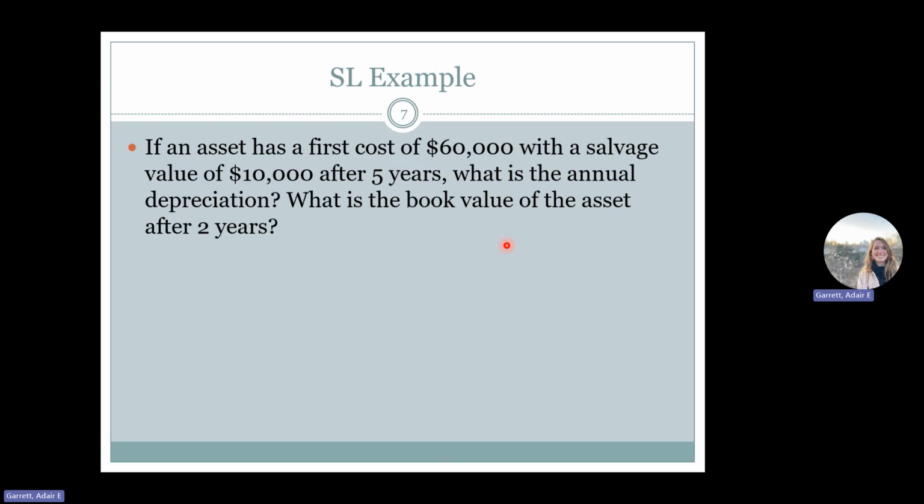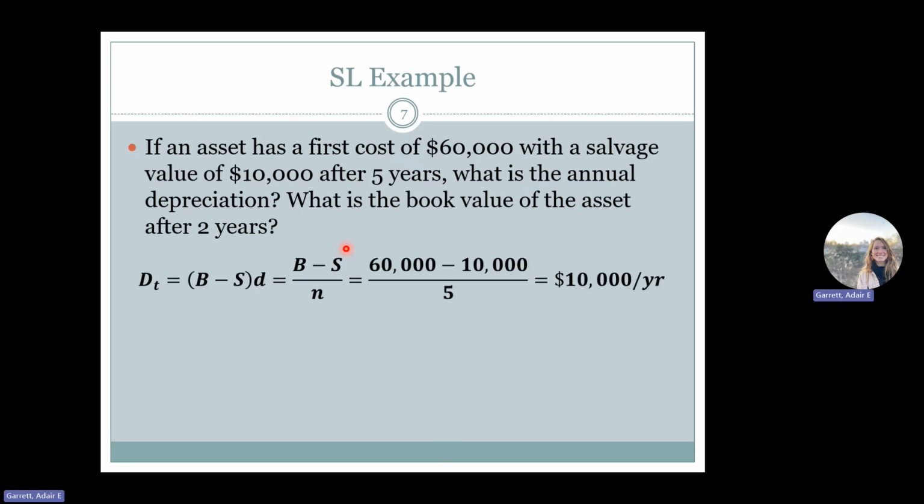Our first step is to calculate our annual depreciation. So we know that we have a formula for this. So first cost minus S over N. So 60,000 minus 10,000 over 5, or 10,000 per year. So 50,000 over 5 is equal to 10,000.